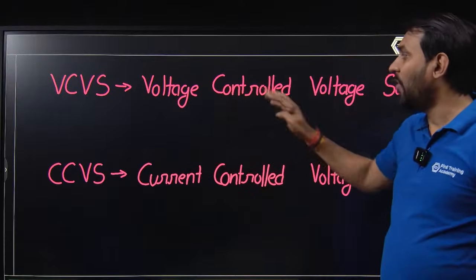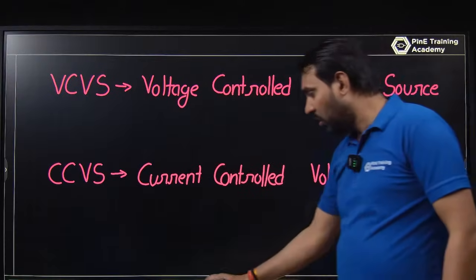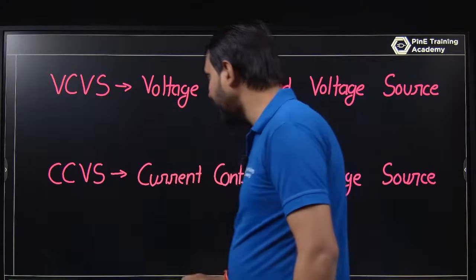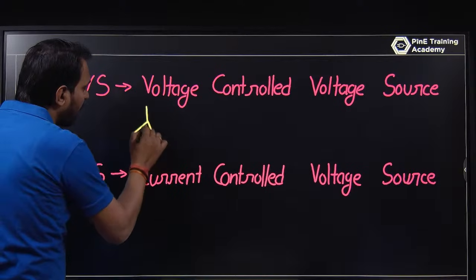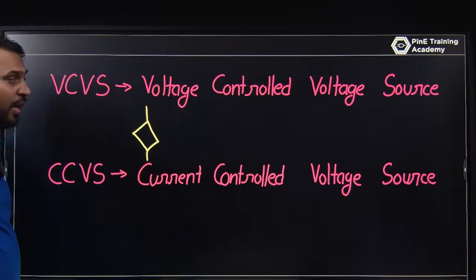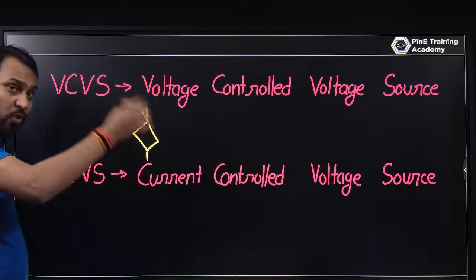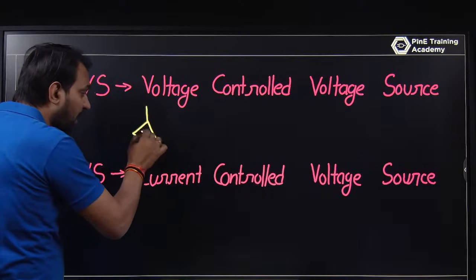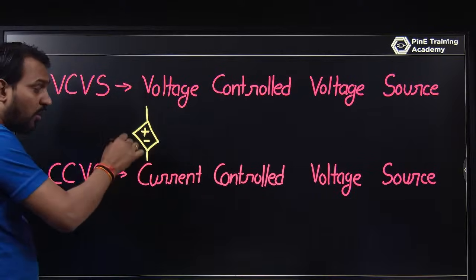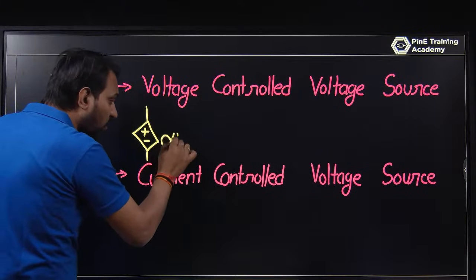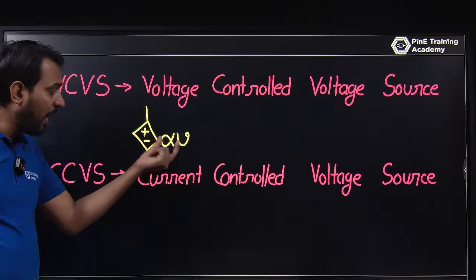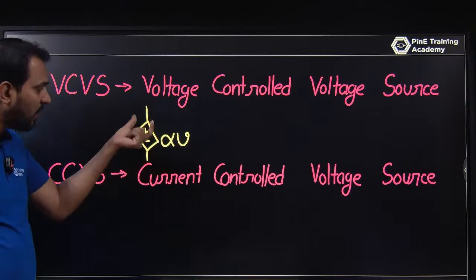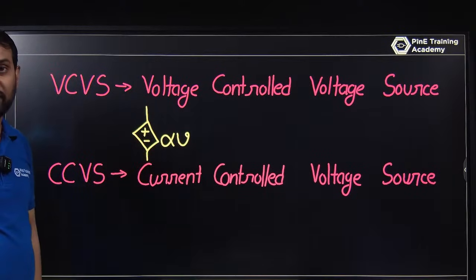So firstly, start with the voltage controlled voltage source. Which type of symbol is it? A dependent source we always represent with a diamond shape, and voltage controlled voltage source means the source is voltage and the dependency is also voltage. That's why the representation is like this.